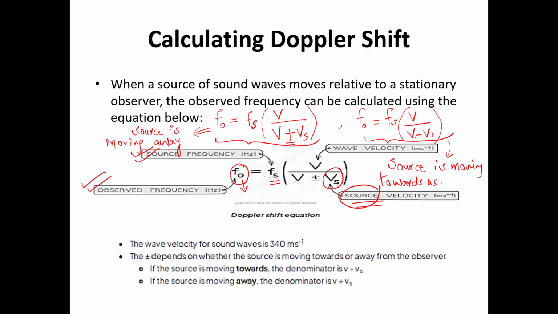So what are the four parameters we have? F naught, Fs, V, and Vs. People, can you let me know what is F naught, what is Fs, what is V, and what is Vs? Yes, can anyone tell me?